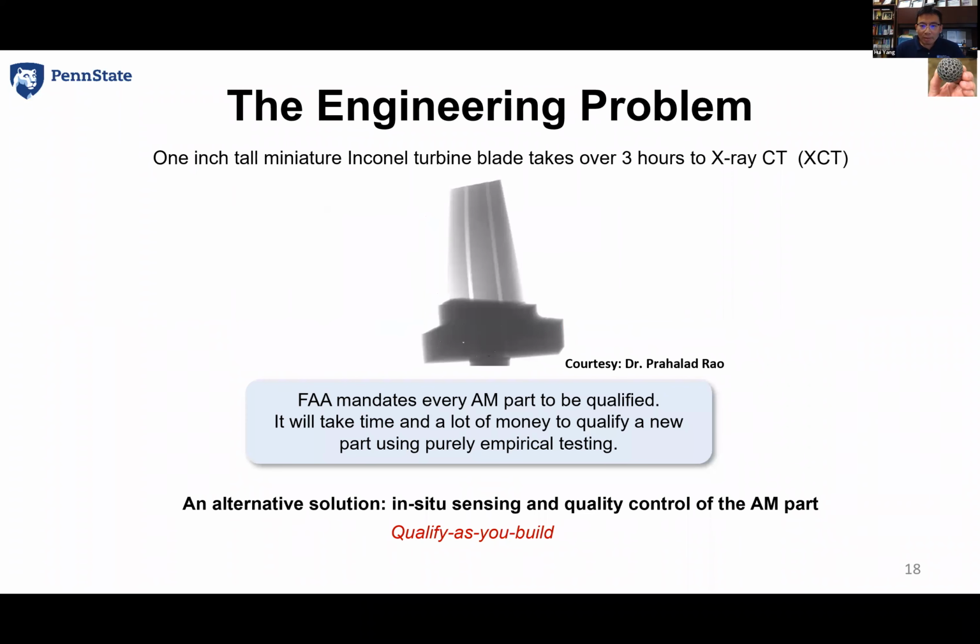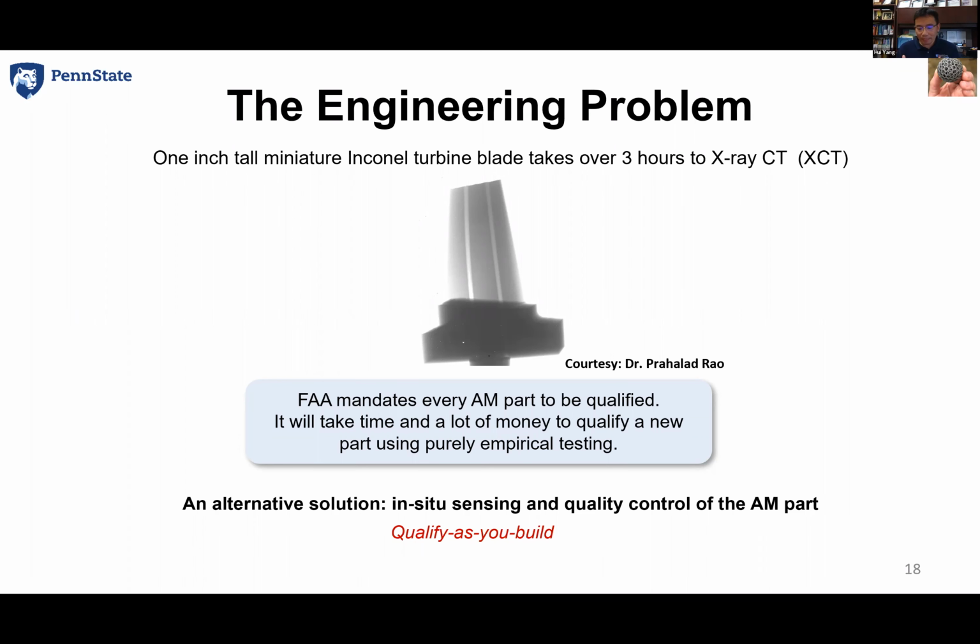So the engineering problem, this is by courtesy of my colleague, Dr. Prahalad Rao: a 1-inch tall miniature turbine blade takes over 3 hours to do the X-ray CT. But the FAA mandates every AM part to be qualified. So it takes time and a lot of money to qualify a new part using purely empirical testing. Okay, so this is a post-build.